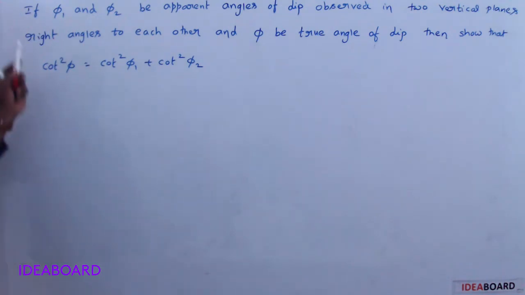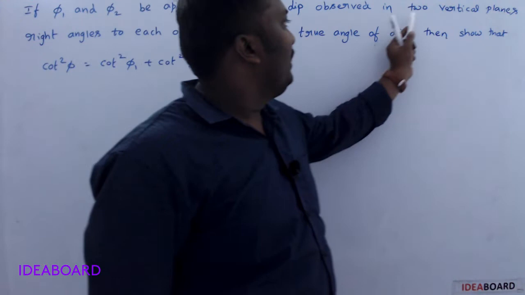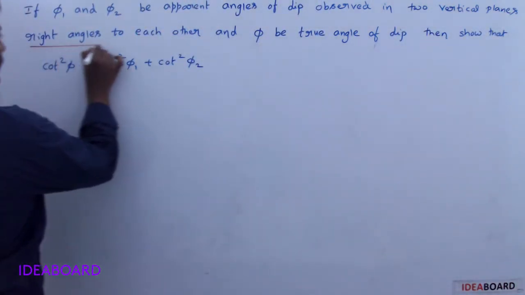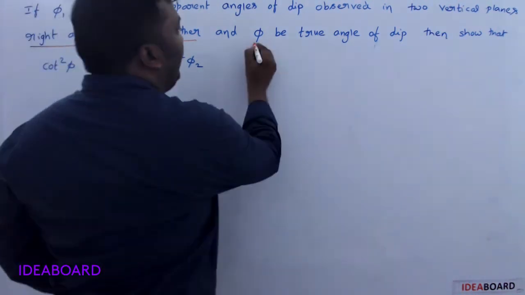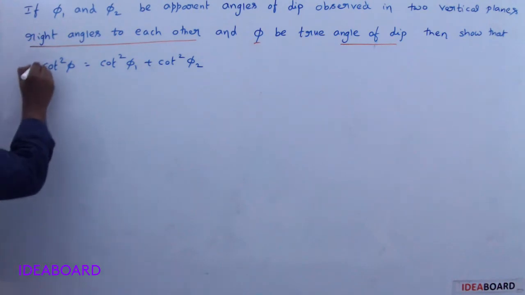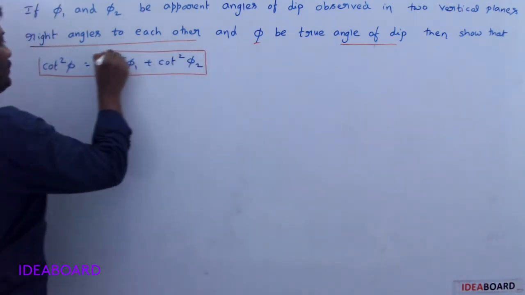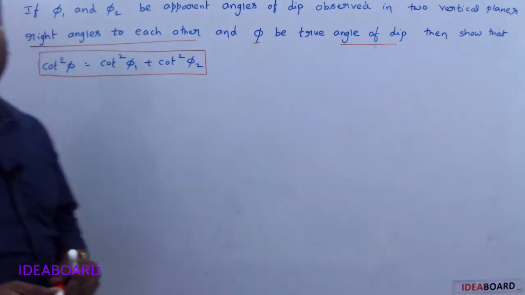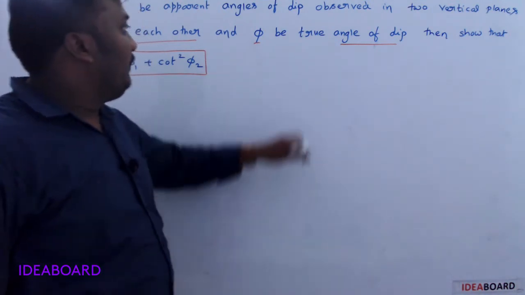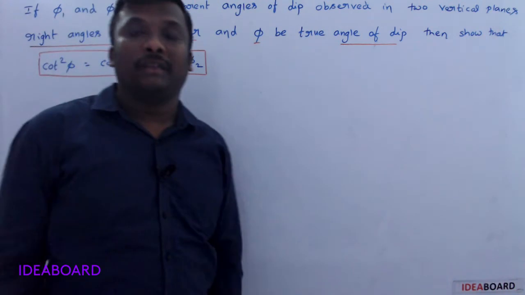Let us see another one. If phi 1 and phi 2 are the apparent angles of dip observed in two vertical planes at right angles to each other, and phi is the angle of dip, show the relation cot square phi is equal to cot square phi 1 plus cot square phi 2. So we would like to show this relation between the true dip and the two apparent angles of dip.